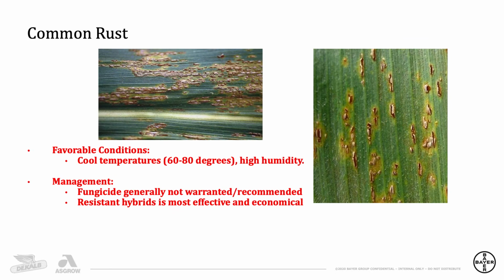The next disease we'll touch on is common rust. This disease gives us small, cinnamon brown, powdery lesions, and these lesions can be easily wiped off with our finger and are found on both the upper and lower leaf surface. This disease often occurs in bands due to infection in the whorl, and thrives in moderate to cool temperatures and high humidity. This disease does overwinter in tropical and subtropical locations and arrives by wind. Some management options for this disease would include a fungicide, but it is generally not warranted or recommended, with using resistant hybrids being the most effective and economical option.